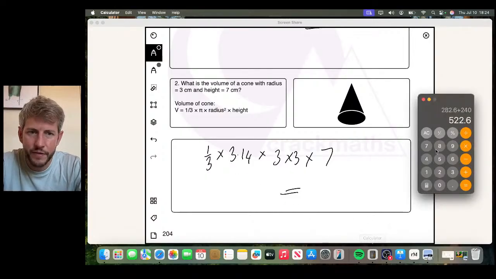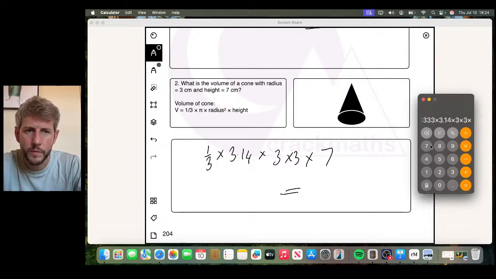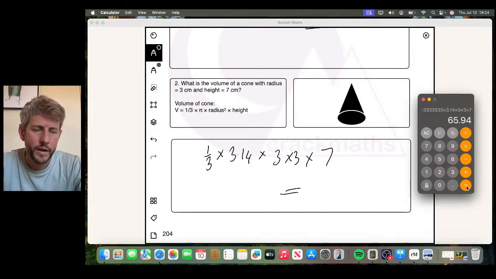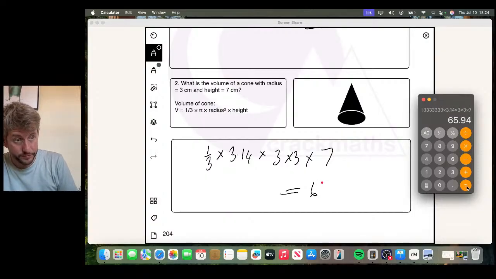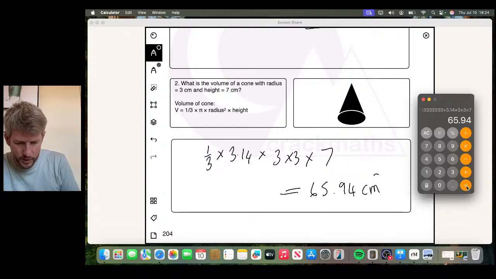I think I'm going to use the calculator for this. So remember, if you want to do 1/3, we just do 1 divided by 3 and press equals, and then we've got our third in our calculator. Then we can times the rest by here. 3.14 times 3 times 3 times 7. Okay, so that's going to be 65.94 centimeters cubed.